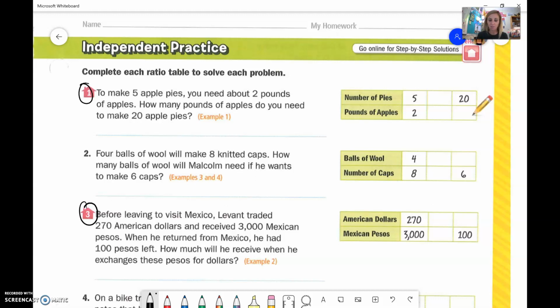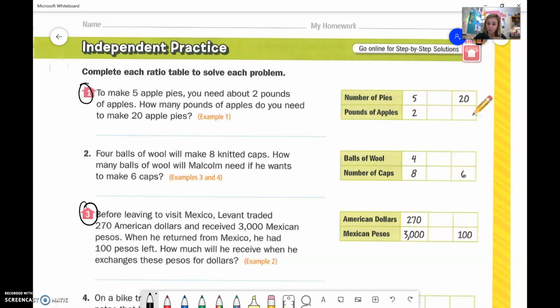All right, to make 5 apple pies, you need about 2 pounds of apples. How many pounds of apples do you need to make 20 apple pies? So take a look at my table that is set up right here. Number of pies is 5. Number of pounds of apples that you need is 2. So for 5 apple pies, you have to have 2 pounds. But I want to know how many we need for 20.